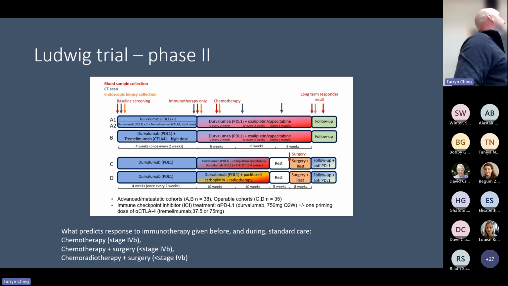Patients were sampled at every key time point along the way with blood and, where possible, tissue. Later on, once we established that was a safe treatment course, we introduced that into surgical patients. They had 4 weeks of immunotherapy, and then they went on to some standard of care neoadjuvant treatment, either chemo or chemoradiotherapy. And they had their surgery and follow-up thereafter. Our key question here was, what predicts response to this regime?